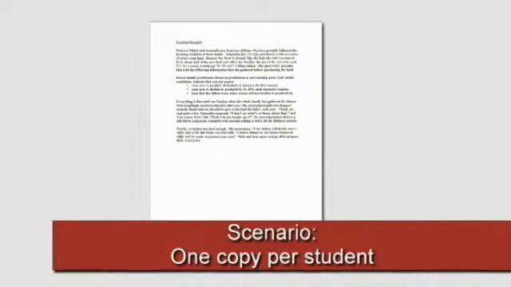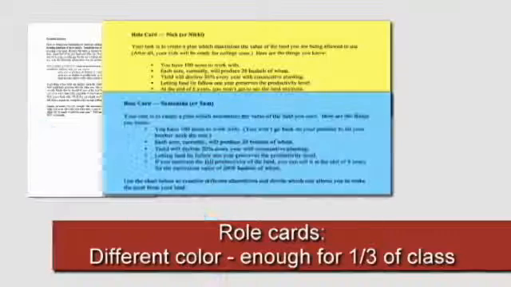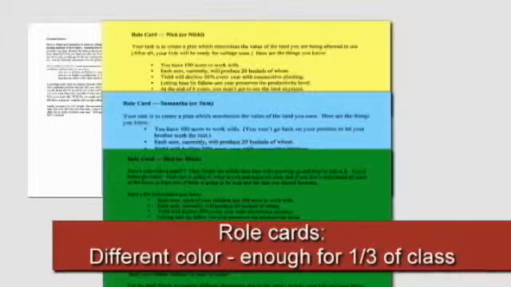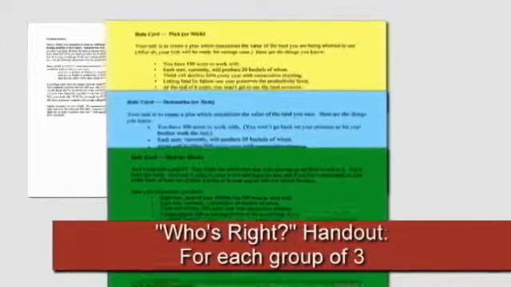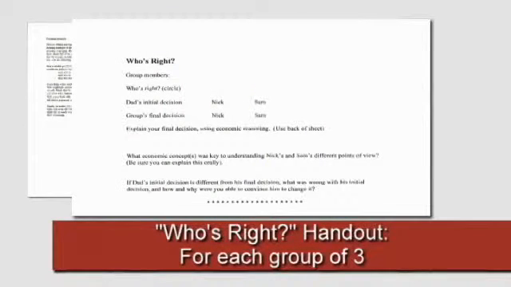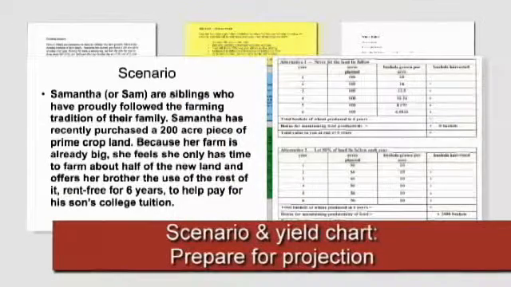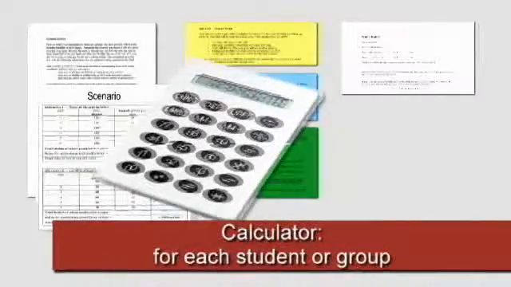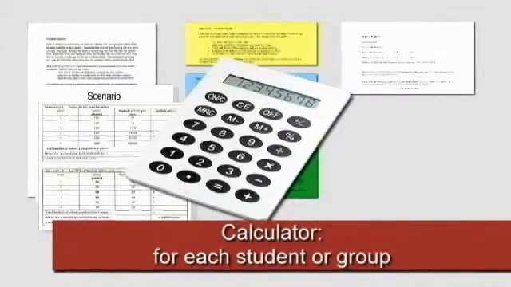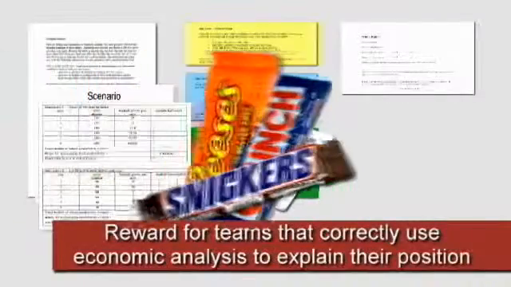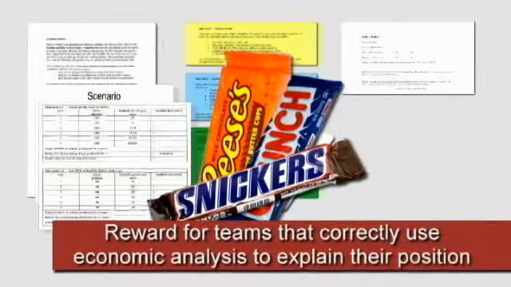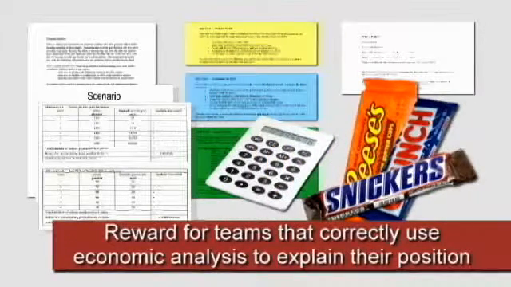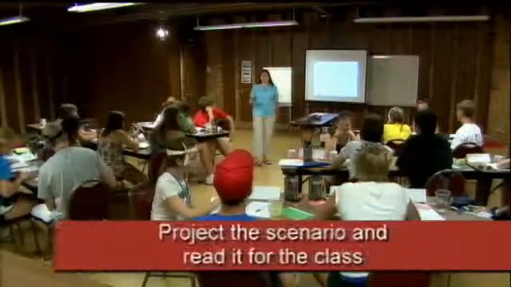To prepare for this activity, make one copy of the scenario for each student. Then copy the 3 roll cards on different colored paper and make enough of each color for 1/3 of the class members. Make one copy of the Who's Right handout for each group of 3. And prepare visuals of the scenario and the yield chart to project on the screen or the board. It's also a good idea to have a calculator for each student, or at least one for each group. Finally, have some sort of reward, like candy or bonus points, to reward teams that correctly use economic analysis to explain their position. Begin by having all students follow along as you read the scenario.